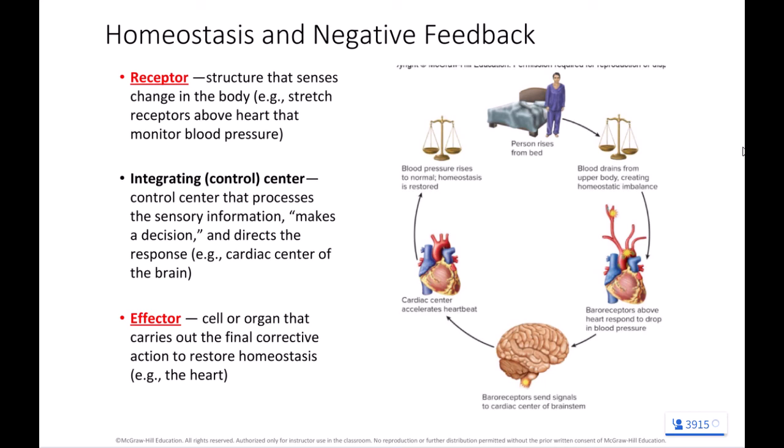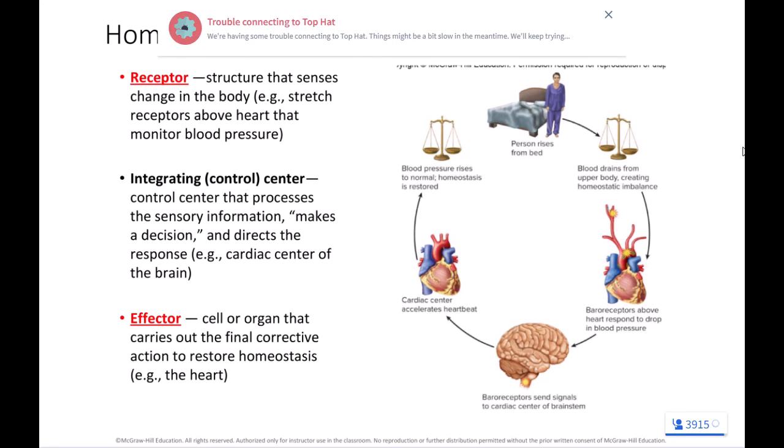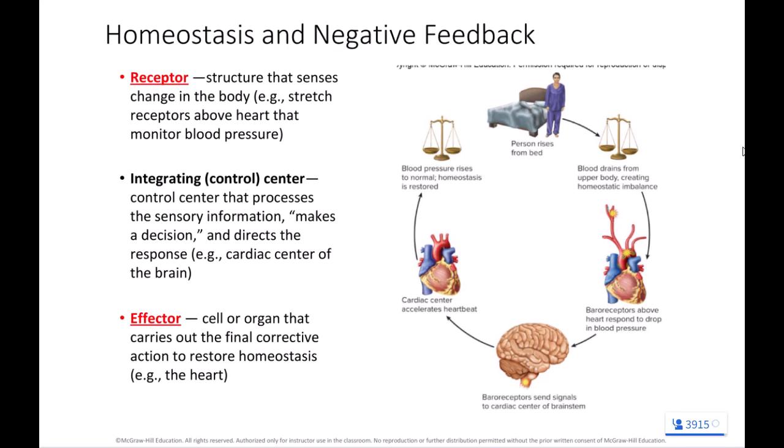As we look at our classic negative feedback loop, we are going to have three key components. There's the receptor, the integration center, and then the effector. The receptor is usually going to be some sensory organ associated with the nervous system. The integration center is typically going to be the brain. Occasionally, it's going to be the spinal cord. But overwhelmingly, it's going to be our brain.